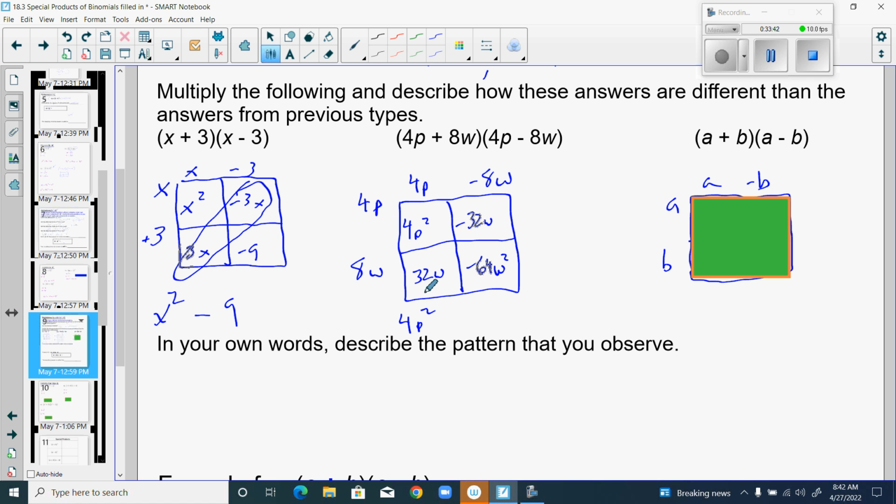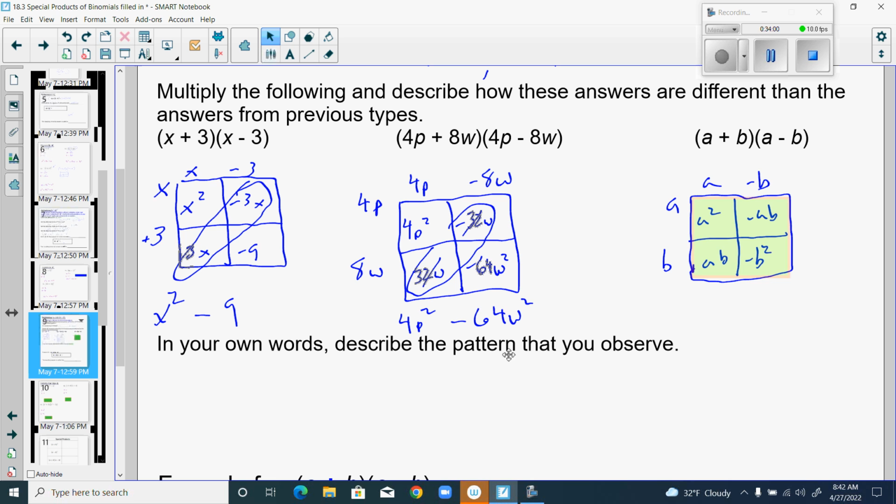So let's generalize this. Like what happens if it's just anything, right? Does it happen for anything? So let's use our AB example. So again, the first term is being squared, so I get a squared. And then the middle terms here are opposite, and they do cancel out, and so I'm left with a -b squared, and I can write this as the opposite for my final answer.